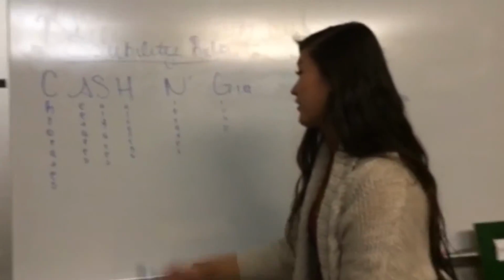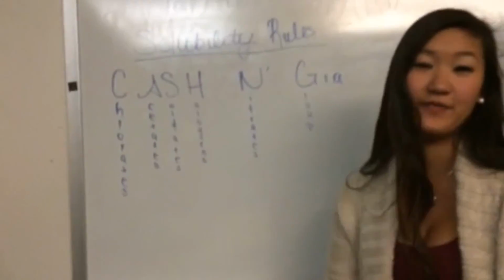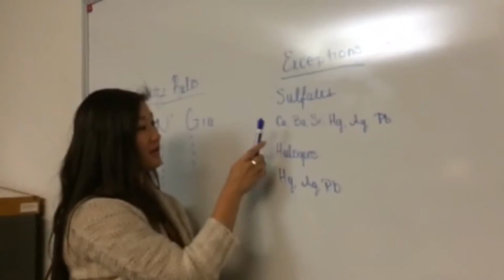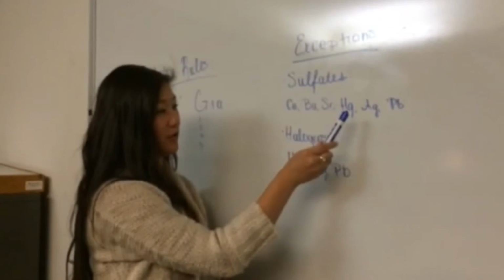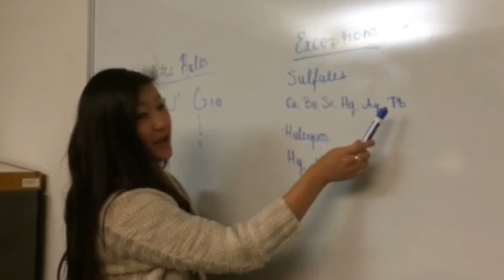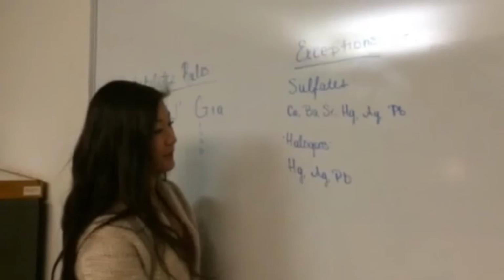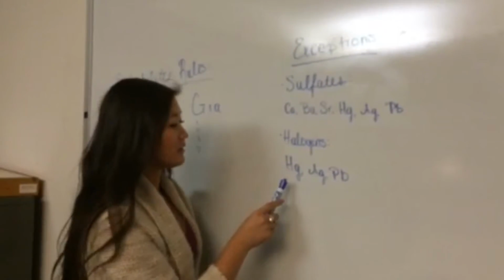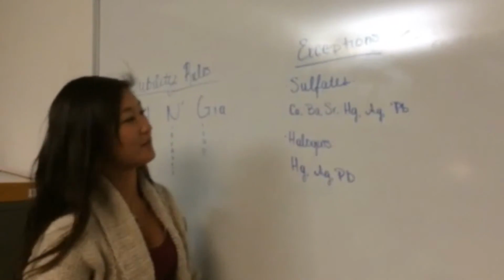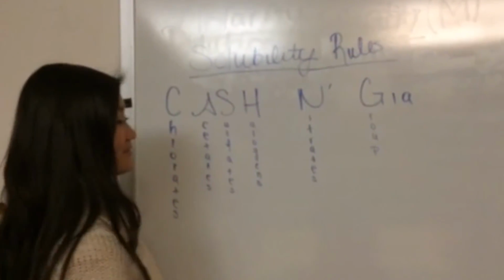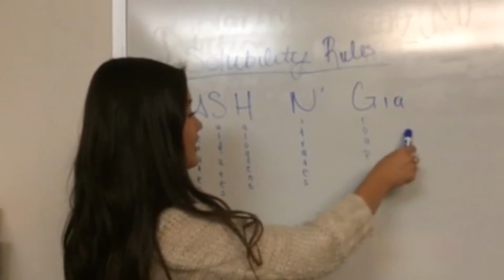Now, for both the S and the H in CASH, we have a few exceptions. So these are the exceptions. For sulfates, calcium, barium, strontium, mercury, silver, and lead will not be soluble. And for halogens, mercury, silver, and lead will not be soluble. Okay, let's go back to our lovely acronym. The N stands for nitrates. And then last but not least, G1A stands for group 1A.